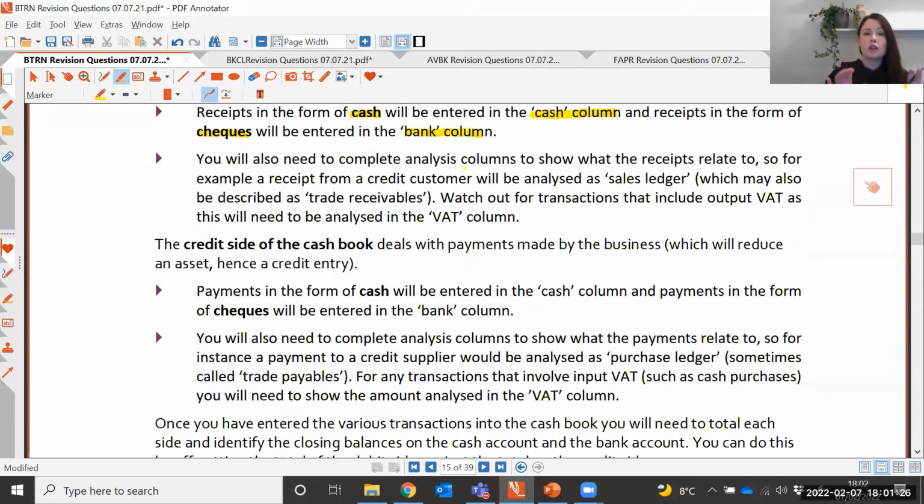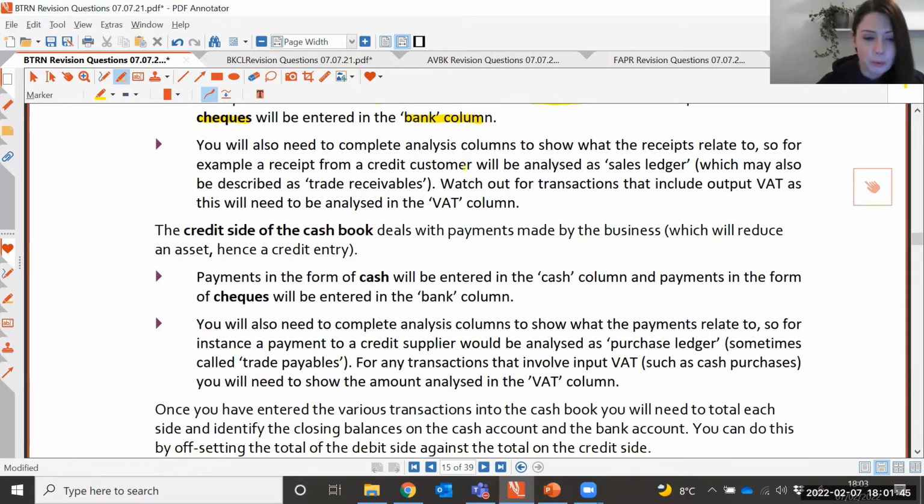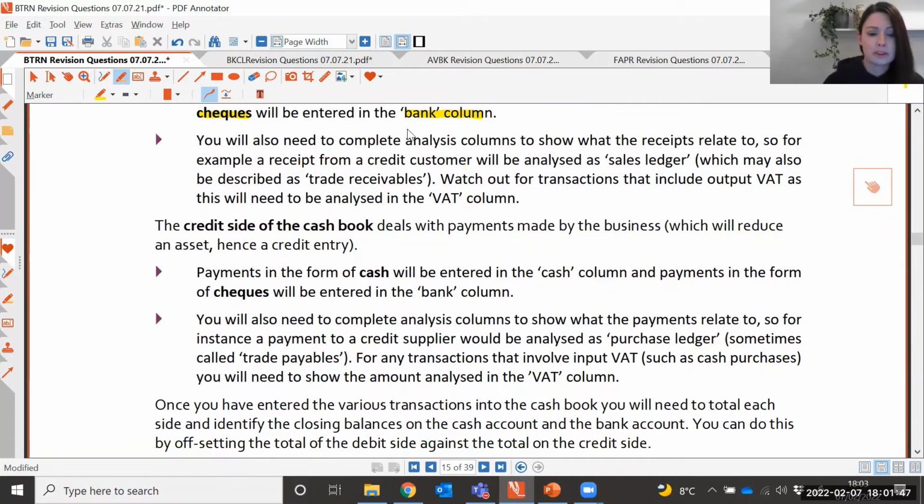So it's called a two-column cash book because of those two main columns, the cash and the bank column. But then there are also some analysis columns as well, which tell us which accounts are affected within the main ledger or the nominal ledger. Now, with the analysis accounts, there's also a VAT column as well. And be careful with the VAT column.